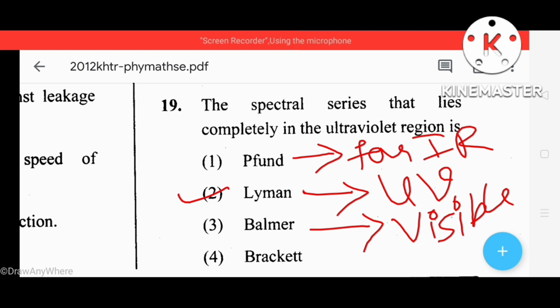And the Brackett series, this also lies in the far infrared region, that is the far IR. Okay, so any one of the series can be asked in your exam. Another series is nothing but the Paschen series, so it lies in the infrared region.